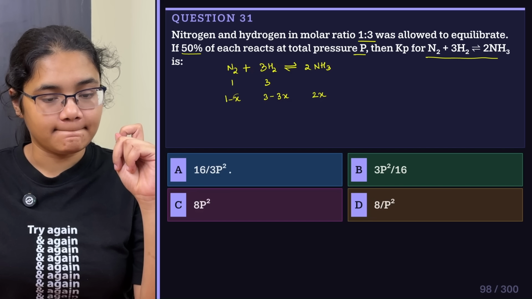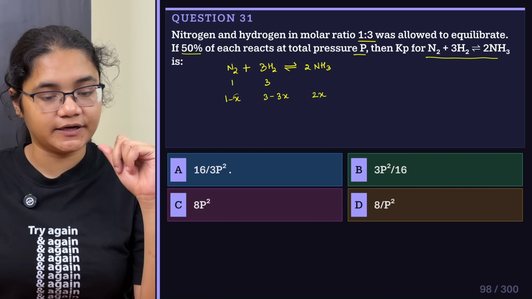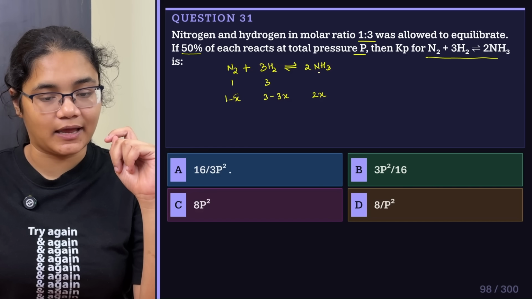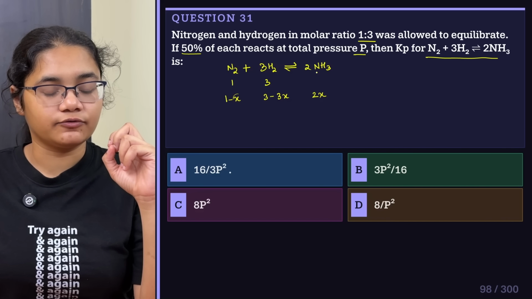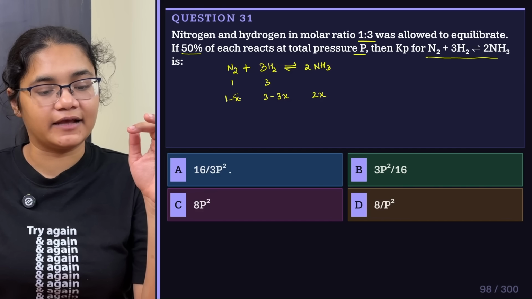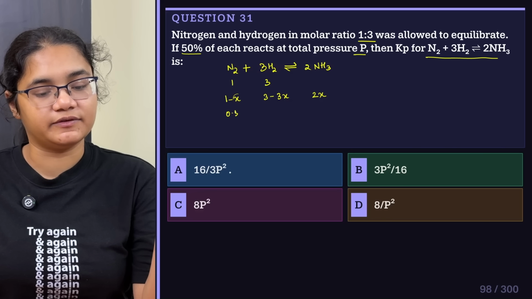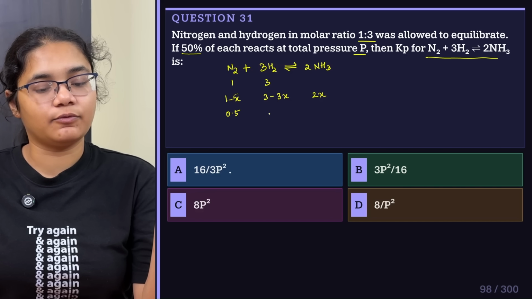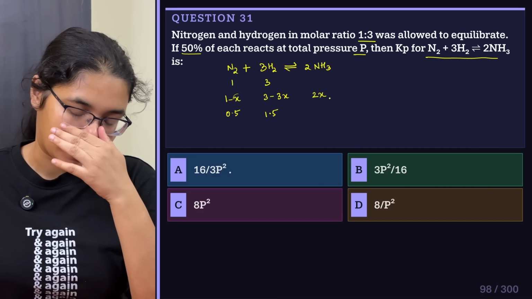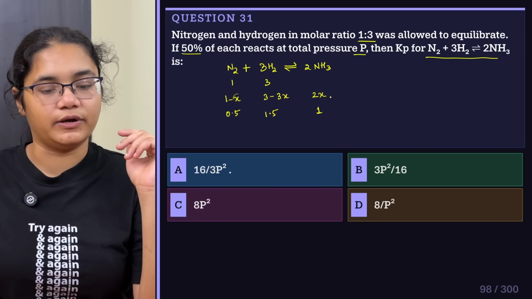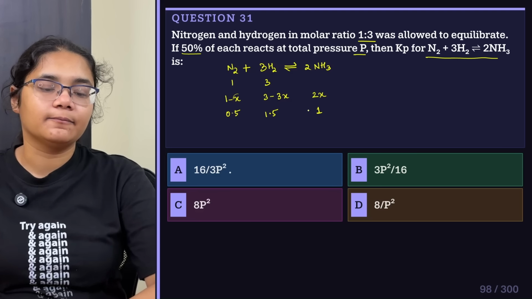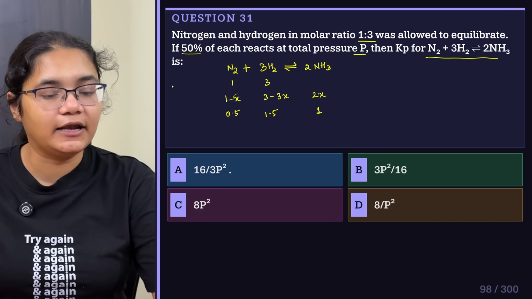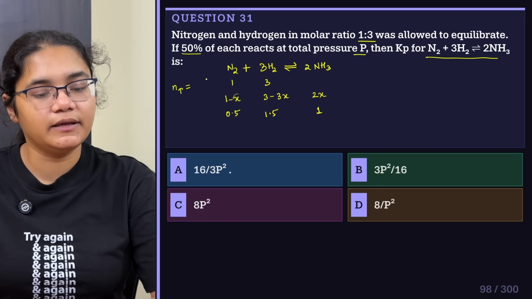Okay, just a minute. If 50% of each of them has reacted, then x will be 0.5, so the moles of N2 will be 0.5, H2 will be 3 minus 1.5, which is 1.5, and NH3 will be 2 into 0.5, which is 1. Now what I can calculate here is n total. N total will be 3 here.